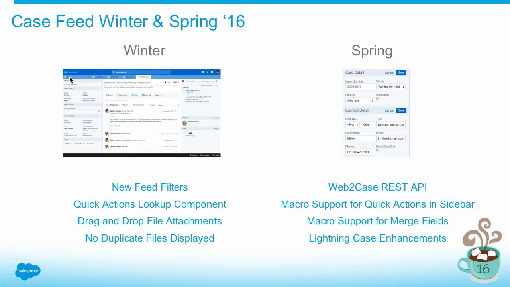Now, what's coming up in Spring is a REST API for web to case, which will give you a lot more flexibility. And with macros, two key enhancements are going to make macros significantly more powerful beyond what they can do today. First, macros are going to have the ability to fill in some of those quick action components that I just showed you.